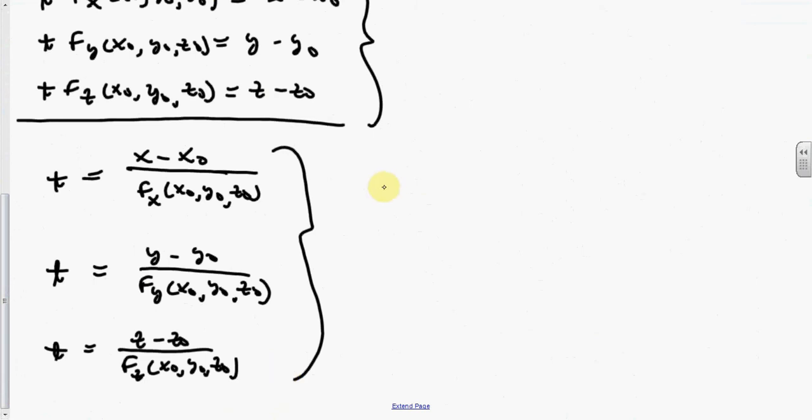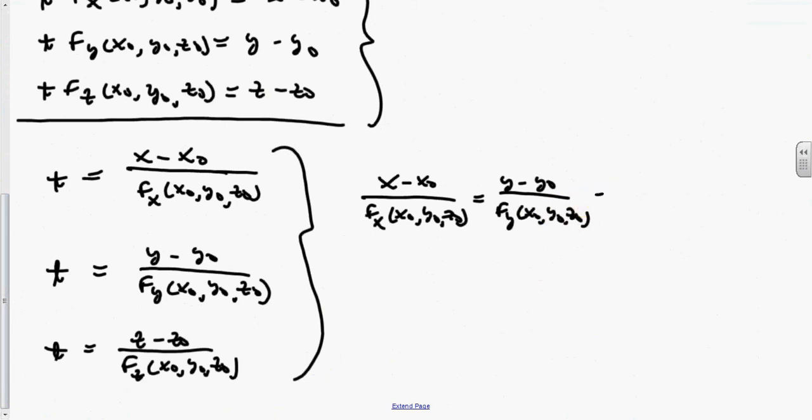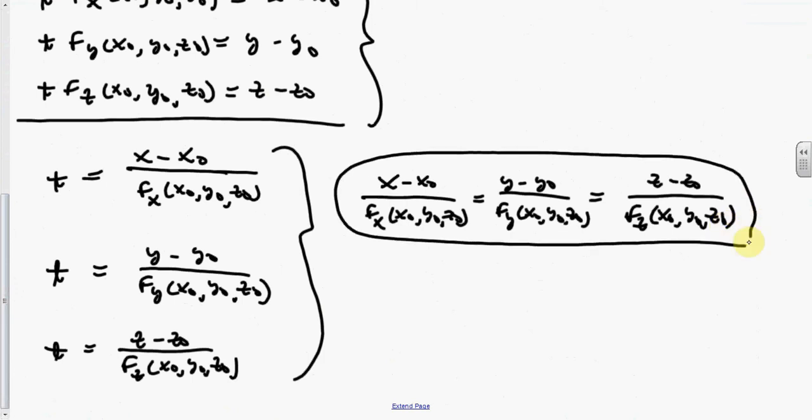That's the idea. So here, x minus x naught over, I was going to just write the shorthand, but I'll write it out. The partial of f with respect to x at x naught, y naught, z naught is equal to y minus y naught over f sub y at x naught, y naught, z naught is equal to z minus z naught over f sub z at x naught, y naught, z naught. We call these the symmetric equations to the normal line.